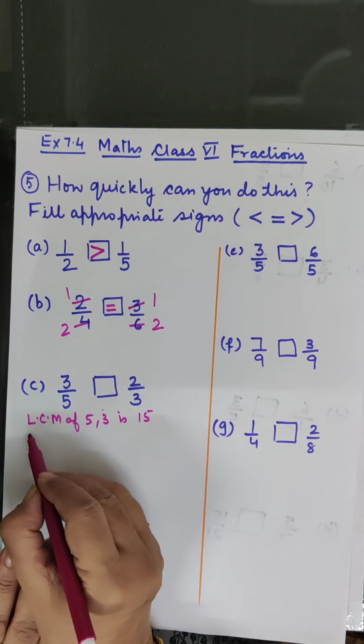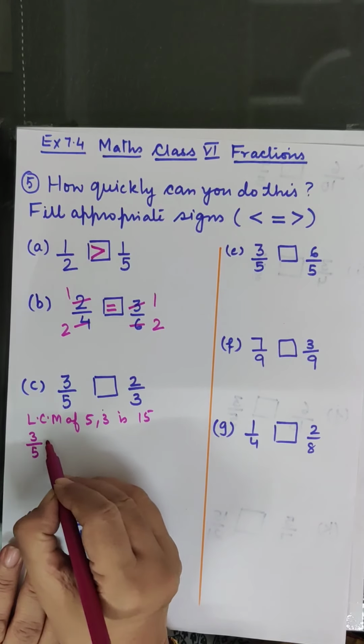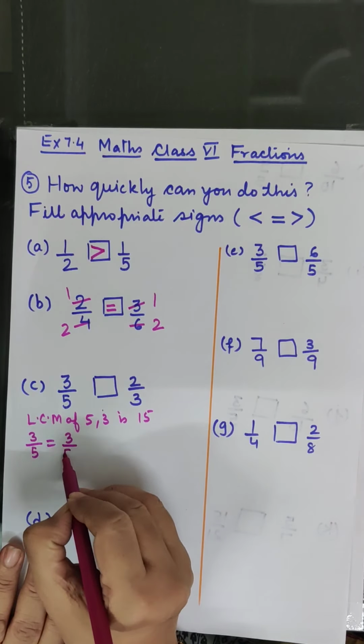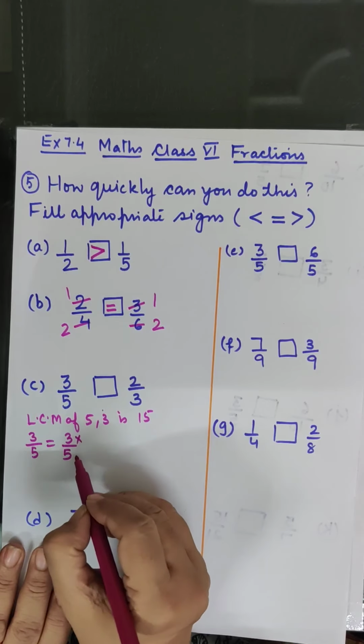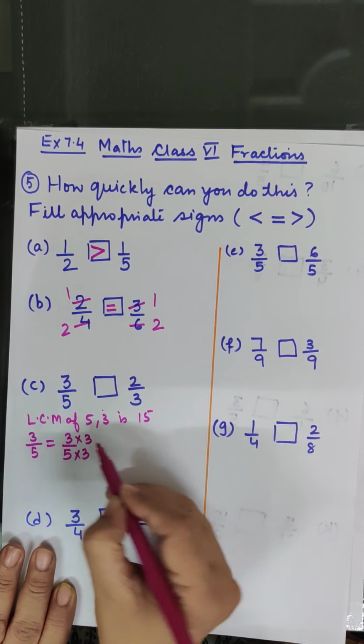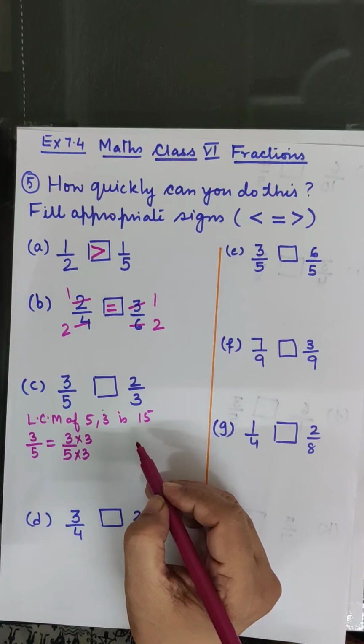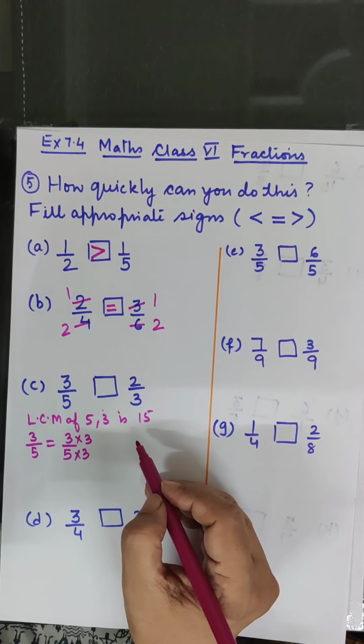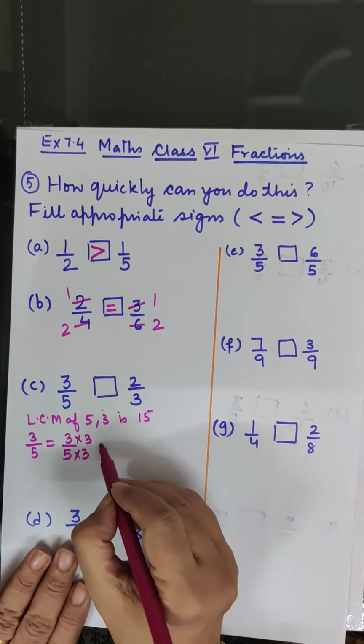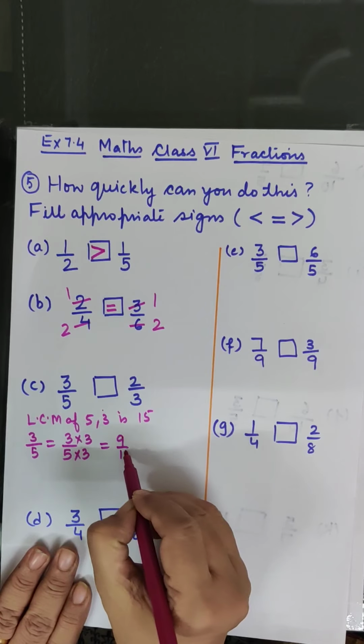तो 3 upon 5 can be written as multiply numerator and denominator by 3. क्यों? क्योंकि डिनोमिनेटर में हमें 15 चाहिए. तो 5 3s are 15. So this becomes 9 upon 15.